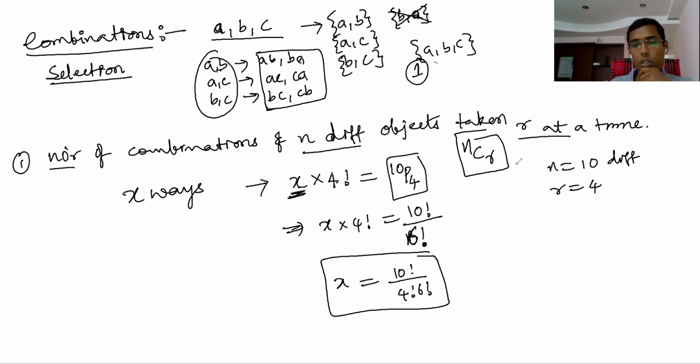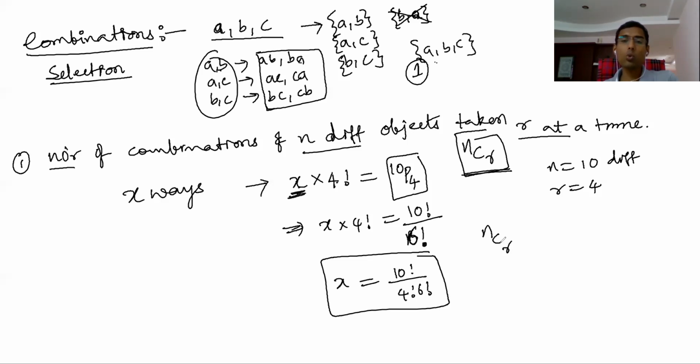NPR means what? Number of combinations of n different objects taken r at a time we represent with NCR. That is the symbol NCR. Now selections. NCR ways you can select, number of combinations of n different objects taken r at a time is NCR. This is only a symbol, only a representation.